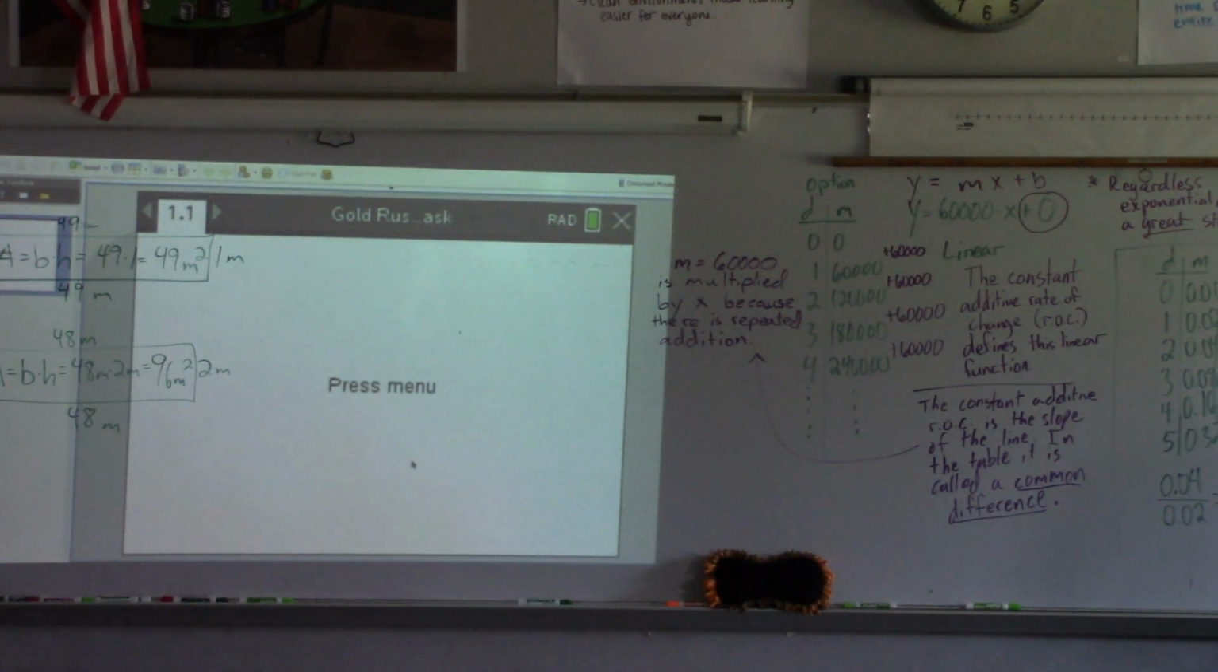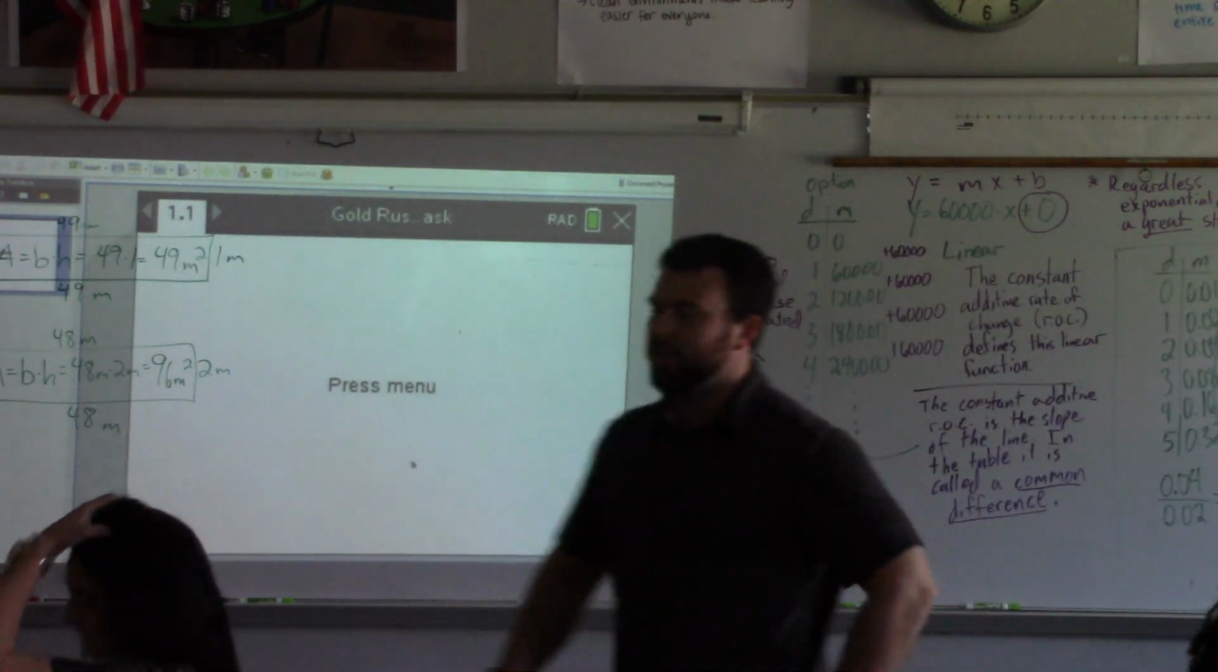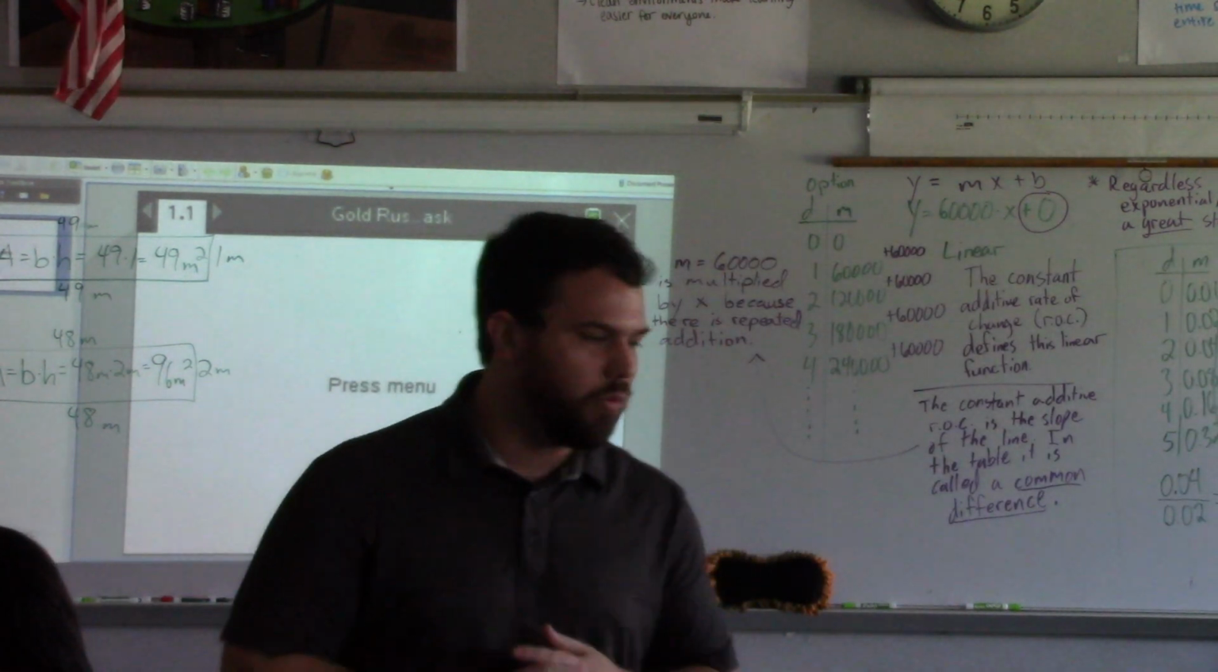Alright, I just sent you a blank file for the Gold Rush task so that you can start to put the data in however you want.